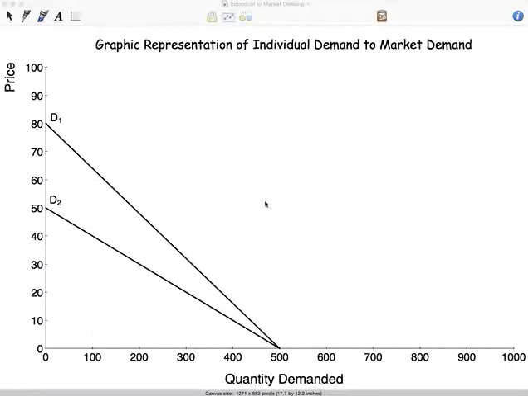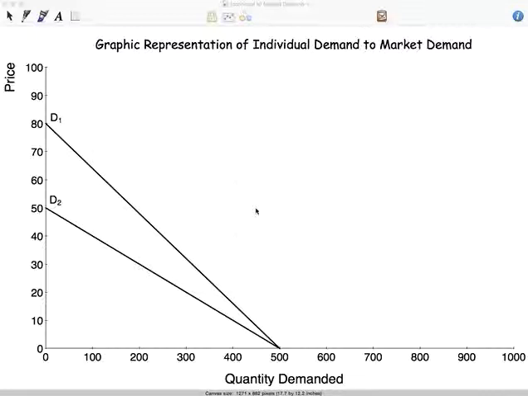Welcome to the next installment in my video lecture series for managerial economics. In particular, we're going to be looking at Chapter 2, Supply and Demand, Section 2.1 and Section 2.2, Demand and Supply. In particular, we're going to take a look at the graphic representation, and what we're going to do is derive a market demand/supply curve from individual demand/supply curves.